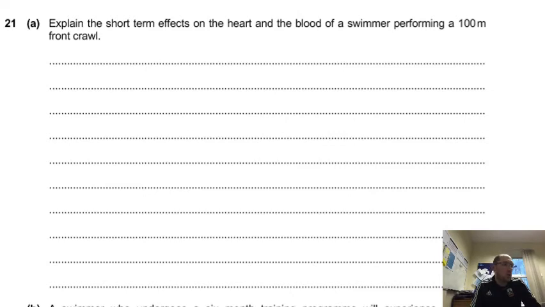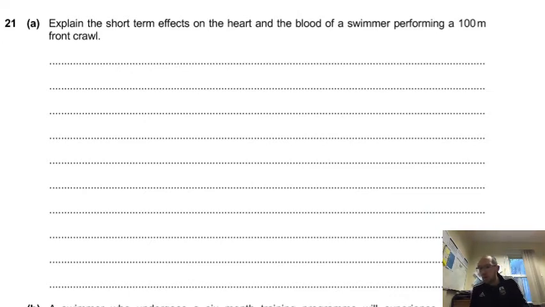The examiner's report. Many candidates correctly stated that heart rate, stroke volume, and cardiac output all increased. Higher ability candidates explained these changes and others, such as why blood pressure and blood temperature increased, and some candidates described the vascular shunt mechanism.